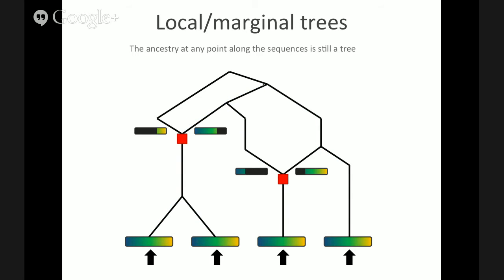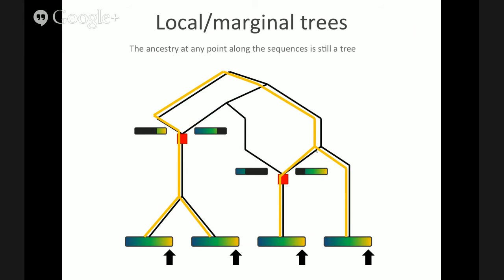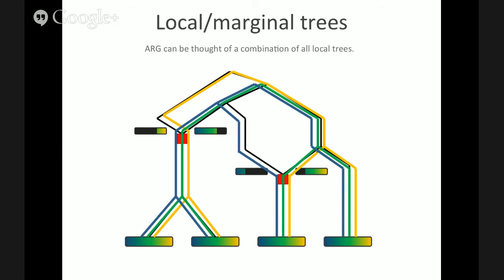And we could do this again for any site along these sequences. So if we ask for the green region here, we see it's a fairly similar tree. The only difference is that for this recombination node, now we trace ancestry up to the right. And let's look at the yellow region. We again have yet another tree. And so you can think of the ARG as just the union of all of these local trees.